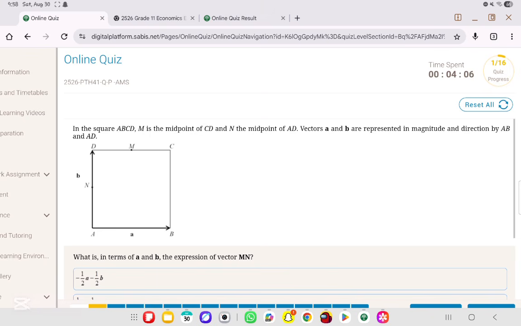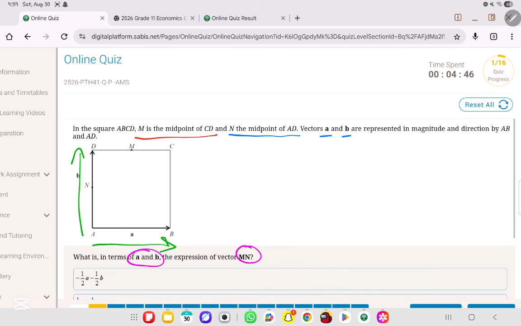In the square ABCD, M is the midpoint of CD. Please, whenever you're doing the exam, read everything to know how to solve. M is the midpoint of CD, and N is the midpoint of AD. Vectors a and b, where a is pointing to the right and b is pointing upwards, are represented in magnitude and direction by AB and AD. Now, what is the question? What do they want from us? In terms of a and b, what is the expression of vector MN?